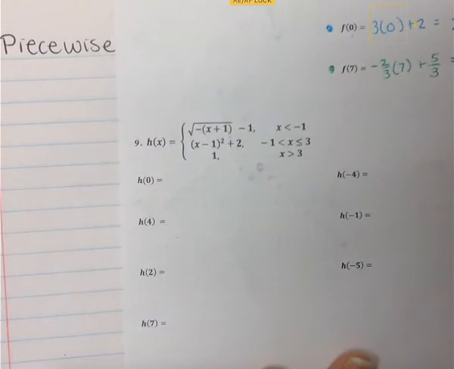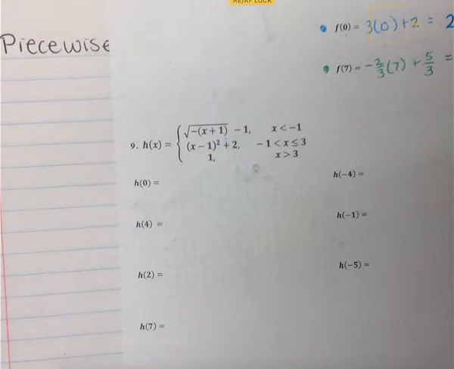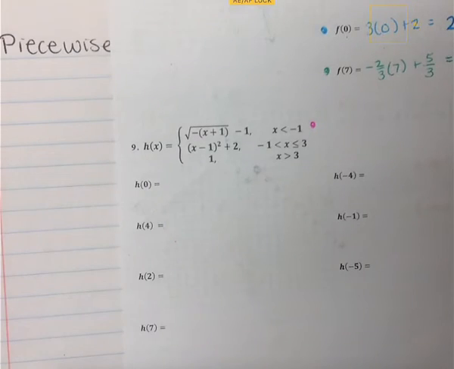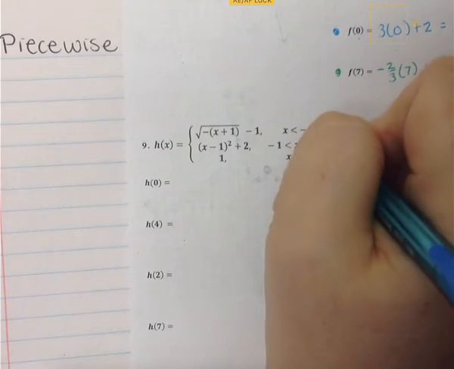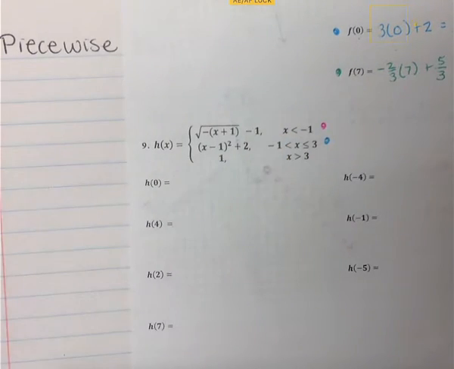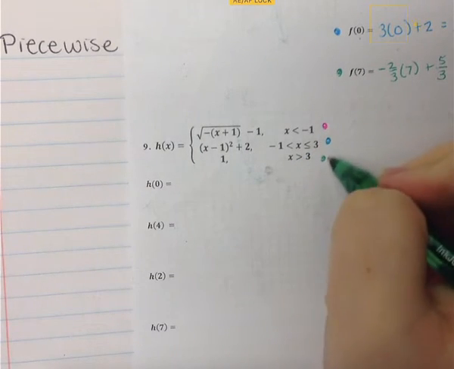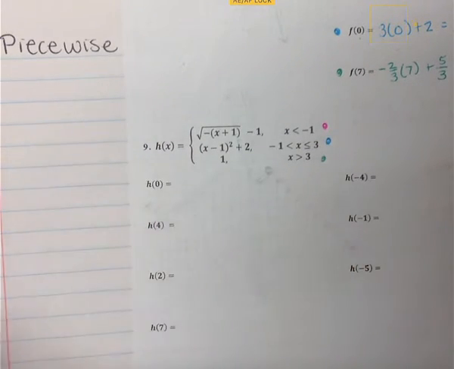This last one, we're going to do the same thing. We just have more of them. So we're going to do, again, the pink, blue, and green. It's kind of hard to distinguish between the blue and the green. All right, so pink, blue, or green?